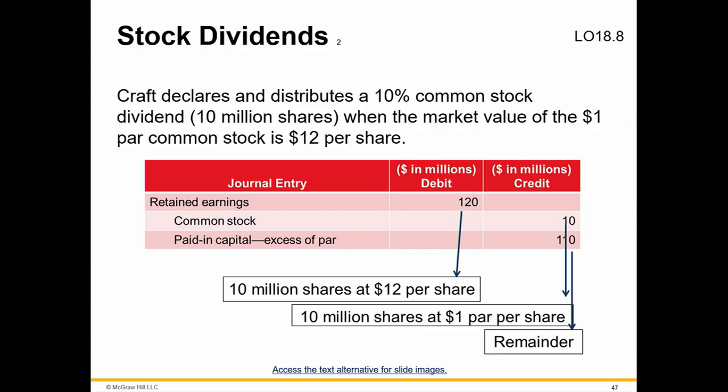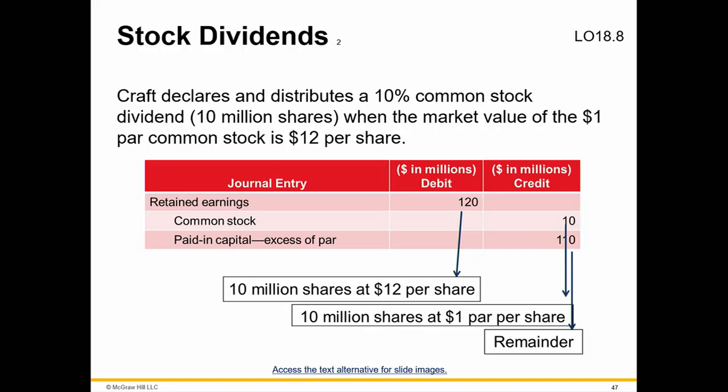So just for an example here, it says Kraft declares and distributes a 10% common stock dividend. So 10% of 100 million shares is 10 million shares, when the market value of the dollar par common stock is $12 per share. So we will reduce retained earnings for 10 million shares times $12 per share, which is 120 million. Since we're distributing more stock, we're crediting common stock just like we would have sold it, but we're not getting cash, remember?